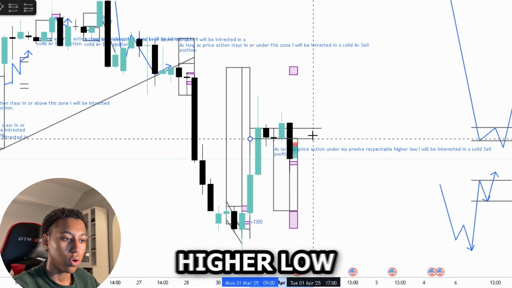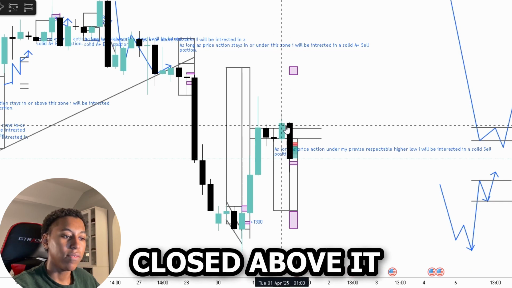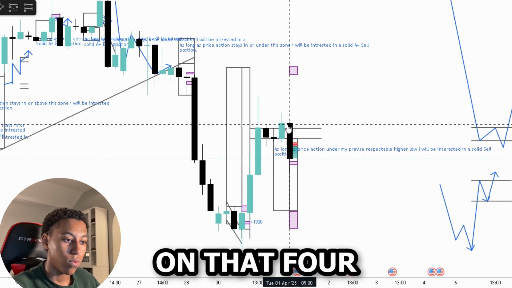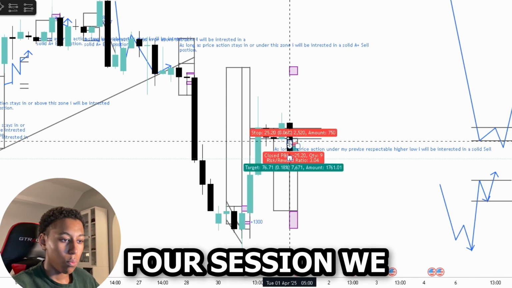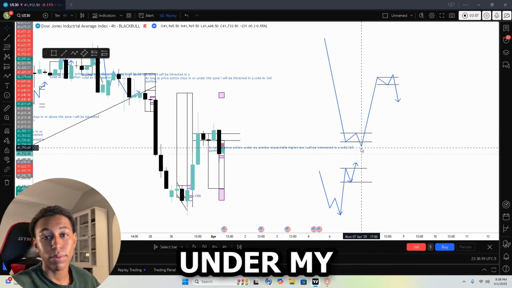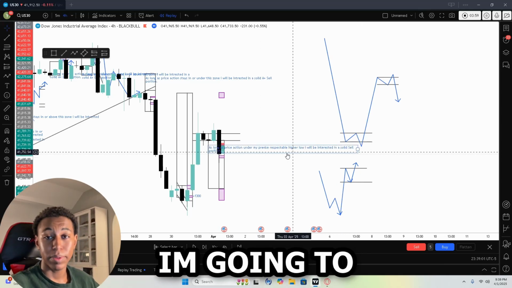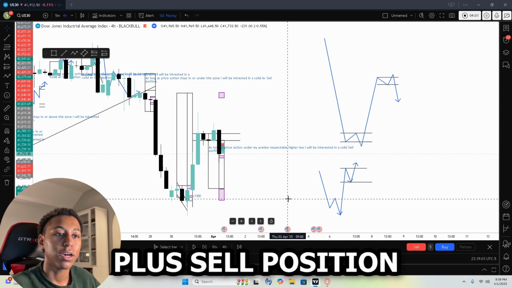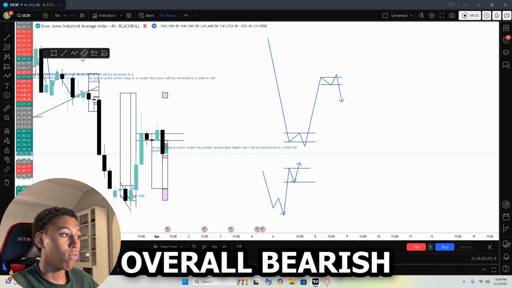Why is this a respectable higher low? Because we came and we closed above it, and leading to the start of the day on that 4-hour candle, the 4-hour session, we broke and we closed under it. Letting me know as long as price action stays under my previous respectable higher low, I'm going to be interested in a solid A+ sell position, because technically we're overall bearish in the market.